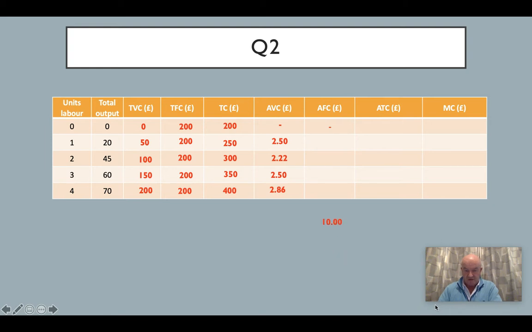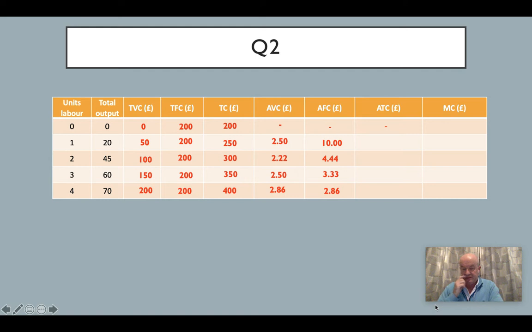In the first instance, it's going to be £10, where essentially our total fixed cost is 200 divided by, in this case, the total output of 20 gives 10. £4.44 for the 45 units of output divided into 200. And then £3.33, where we're taking 660 and dividing it into 200, and finally £2.86 for the 4 units of labour.